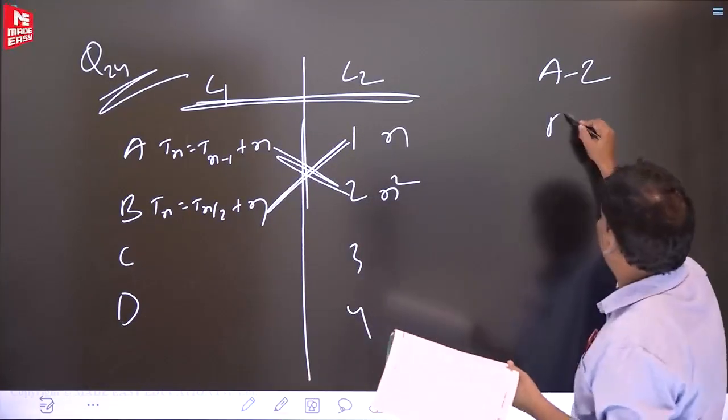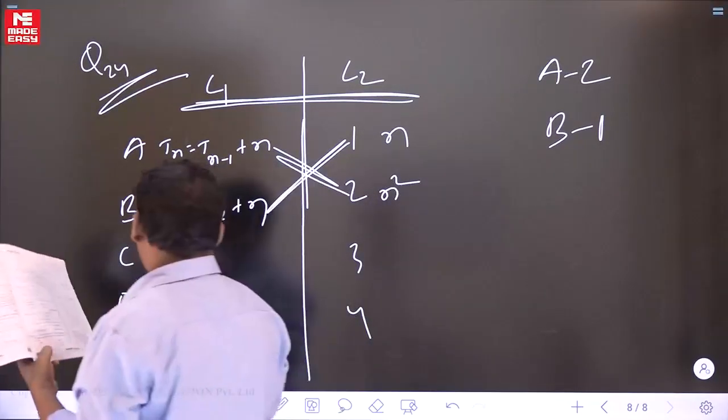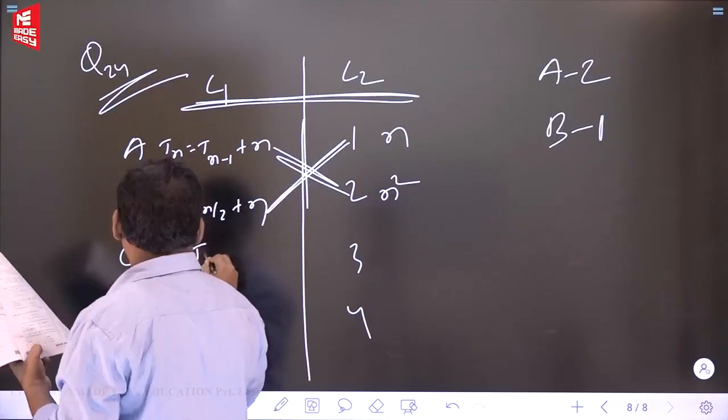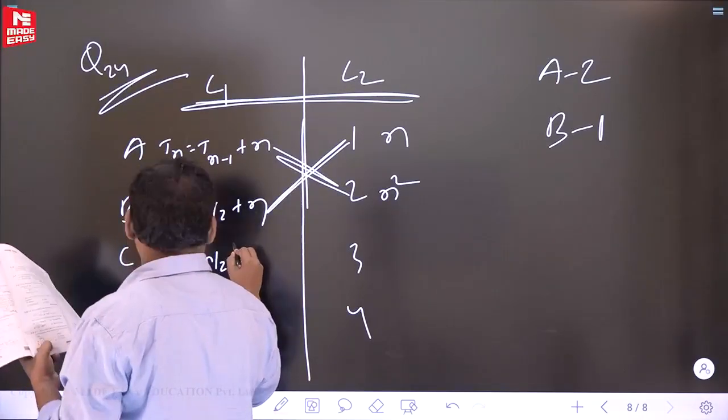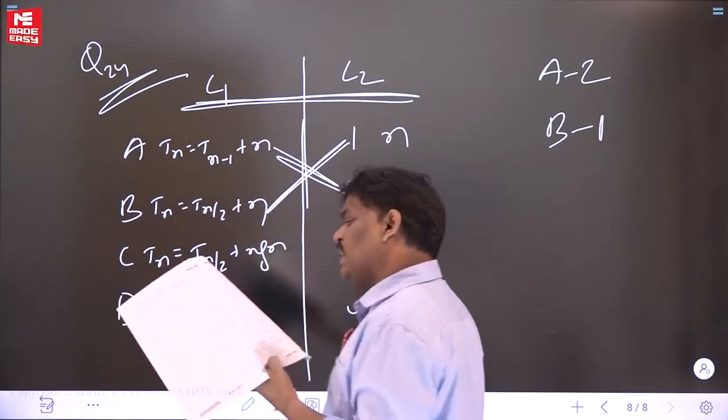So, what is the answer? B1. That is also okay. Go to the C now. Tn is equal to, what is the answer? Tn by 2 plus n log n. Tn is equal to Tn by 2 plus n log n.